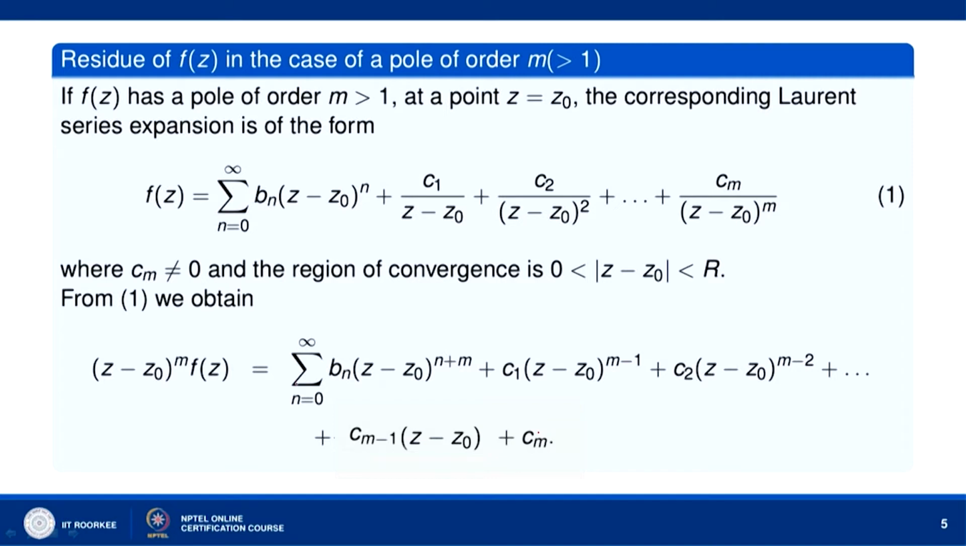Okay. Now, this right hand side then is nothing but a power series with center at z equal to z naught. Why? Because this is constant term, first term c m, then c m minus 1 into z minus z naught, then c 2 z minus z naught to the power m minus 2, c 1 z minus z naught to the power m minus 1, and here we have b naught z minus z naught to the power m, b 1 z minus z naught to the power m plus 1. So, right hand side defines an analytic function, okay, that is z minus z naught to the power m into f z is an analytic function.